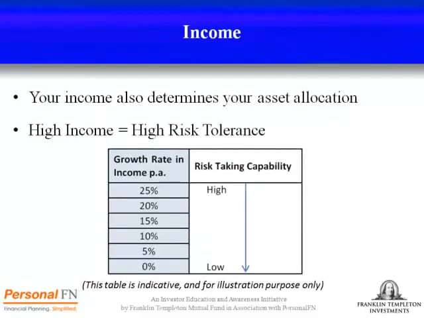Income. Your income also determines your asset allocation. High income is equal to high risk tolerance. An individual who has a high income and expects growth rate in the future can tolerate higher risk. He can invest in more riskier assets.